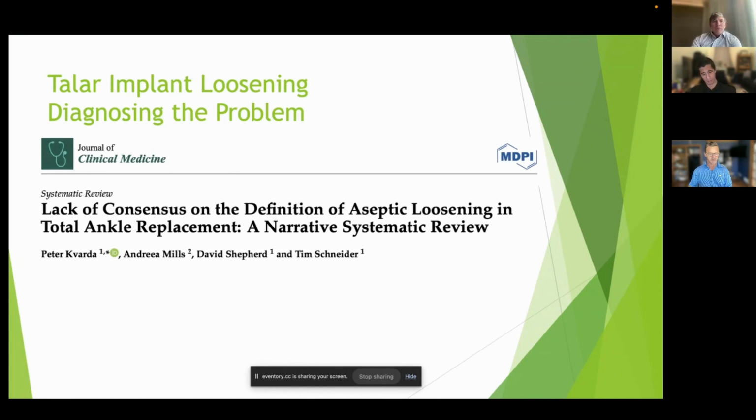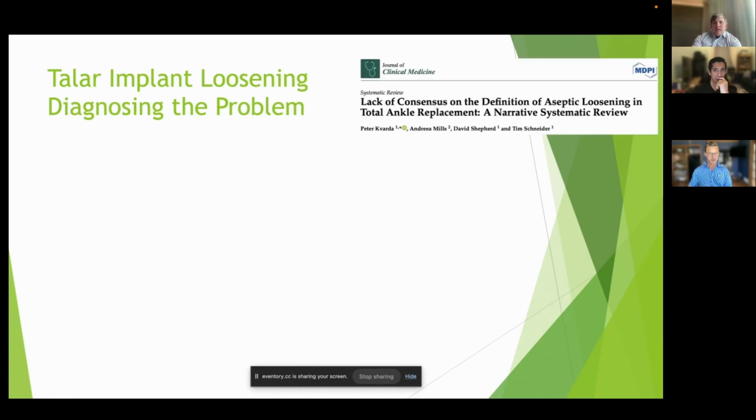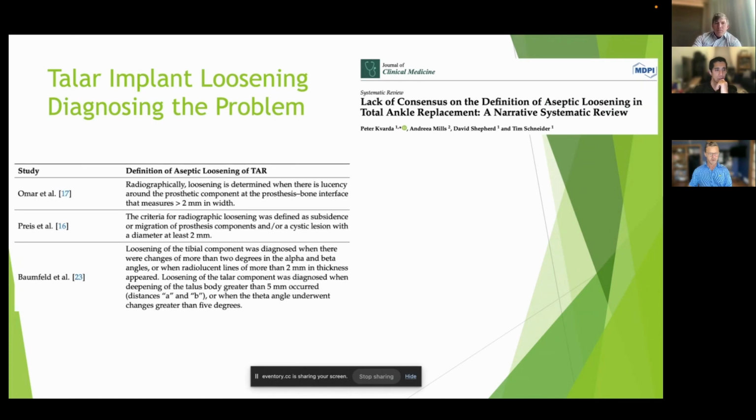So one of the things as we talk about Taylor implant loosening, and this study just basically looked at a number of different ways that we can define aseptic loosening in the total ankle. And this is just to highlight some of the variability in our definitions that can create challenges as we talk about total ankle loosening, in particular talus, with this presentation. I think this is important to keep in mind, with the varying definitions, to make sure that we're all speaking the same language with our total ankles.